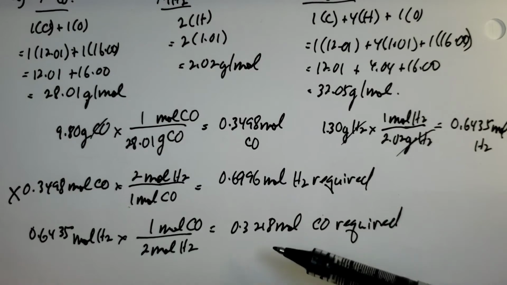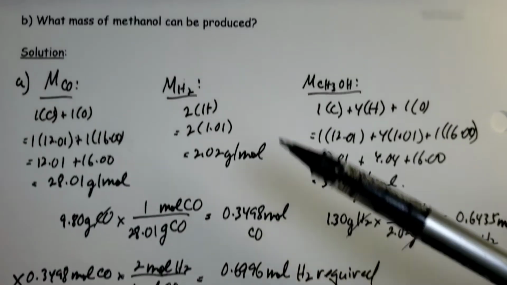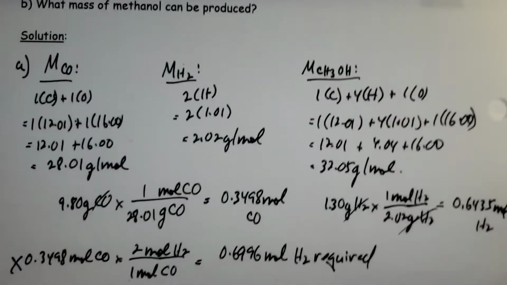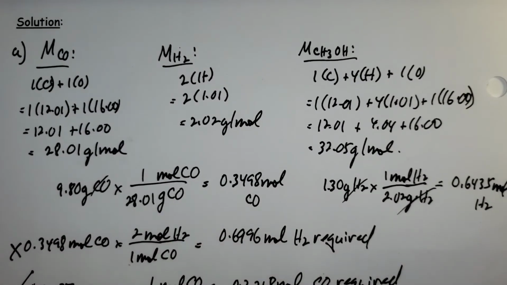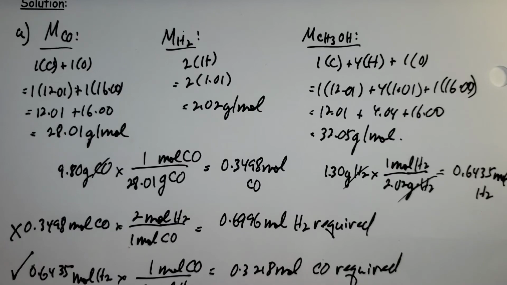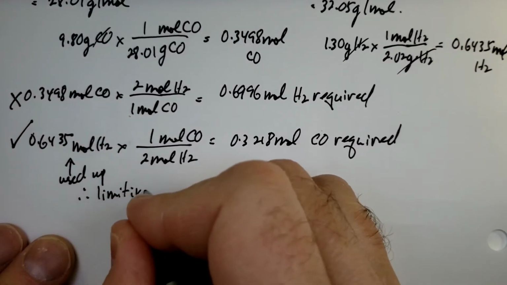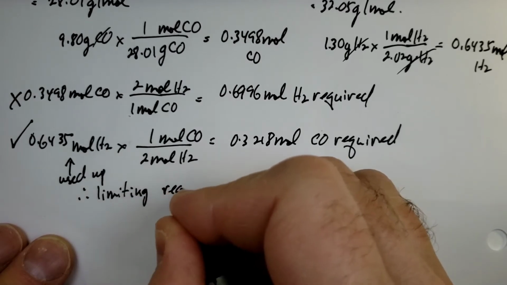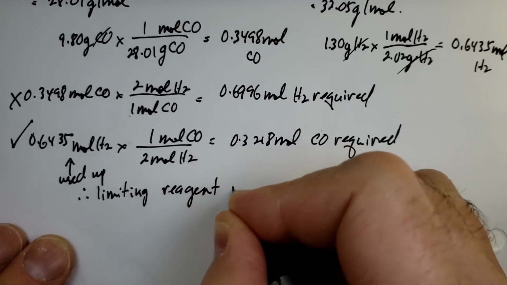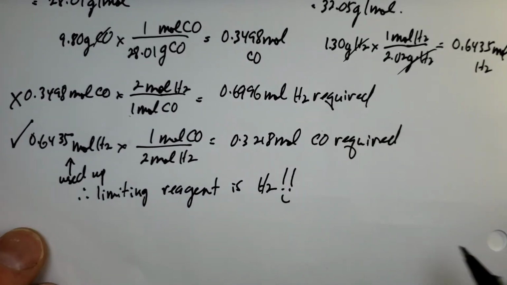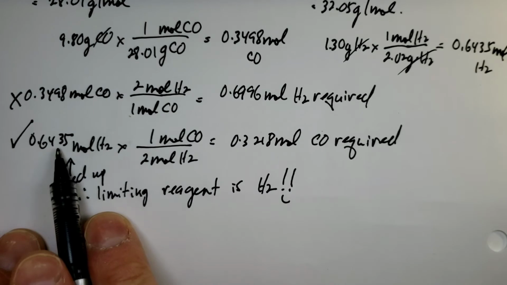0.6435 requires 0.3218 of carbon monoxide, and I got way more. I have 0.349. That one works. So, used up. Therefore, oops, limiting reagent is hydrogen. So I end up using up all of it, because I only need that.